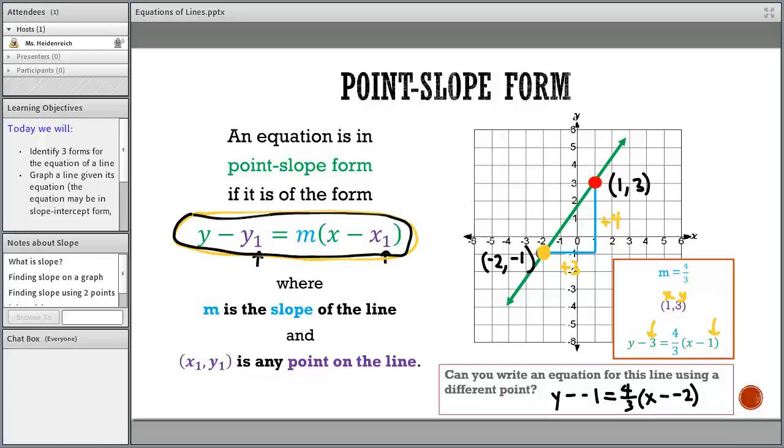And then you wouldn't leave your answer as this. You would actually simplify it down to y plus 1 equals 4/3 times x plus 2. And that would be a final answer for another option for an equation for this line. And if you were to transform these into slope-intercept form, solve for the y value, you would get the same equation here and here. They would turn into the same equation if you solve for y. So they are indeed the same line.